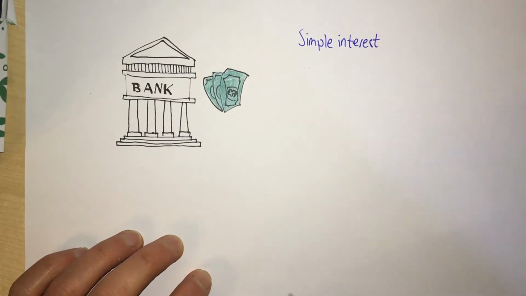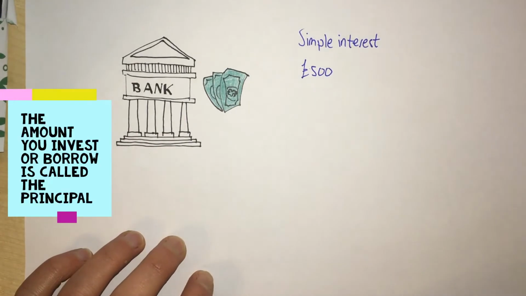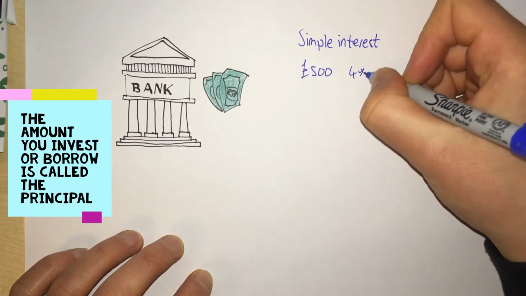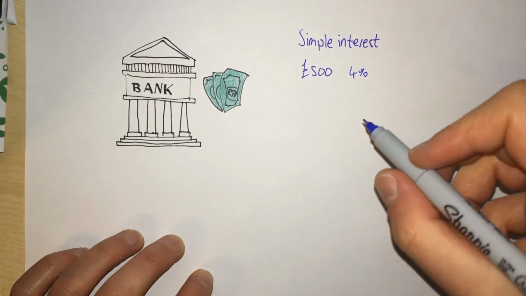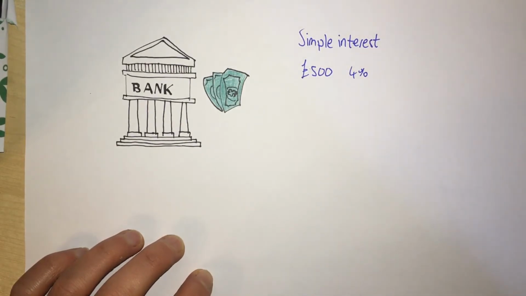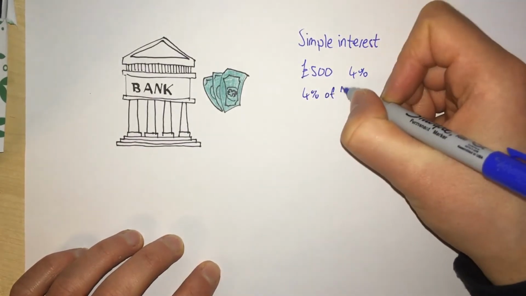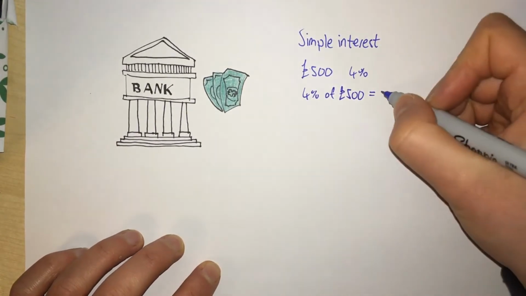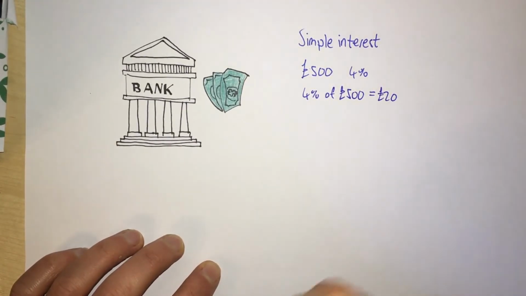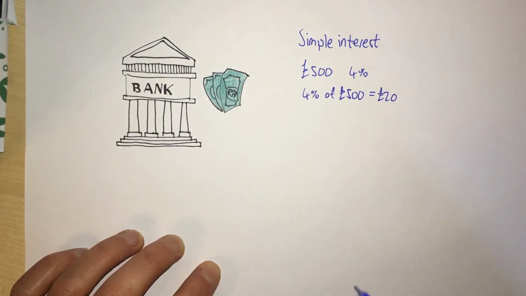For example, if a certain person invests £500 into a bank account at an interest rate of 4% per annum, that's per calendar year, we can work out how much interest they'll be paid each year. 4% of £500 is £20. And that's what simple interest is. This person will get £20 each year.